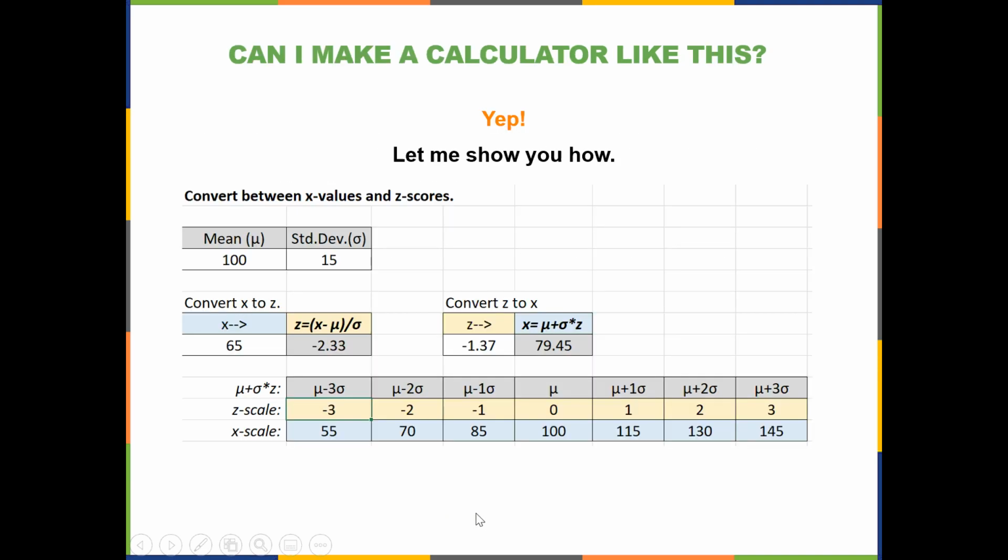In the next video, we'll talk about how you can make a calculator like this.